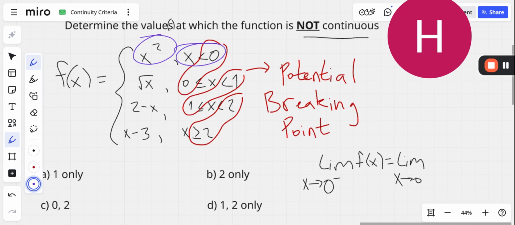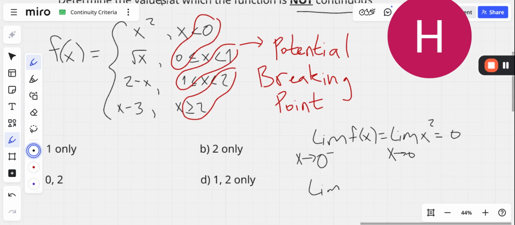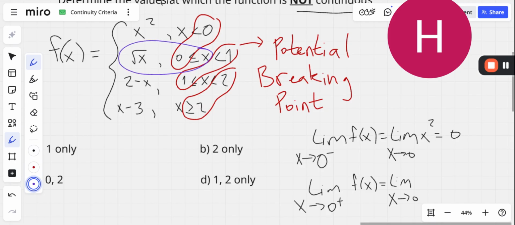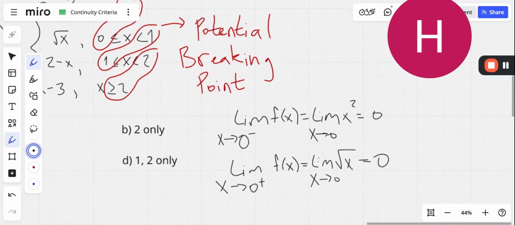Now, on the other hand, the limit as x goes to 0 from the right is essentially just the limit as x goes to 0 of the piece on the right side of 0, so just barely greater than 0. See that it says 0 less than x, which means x is greater than 0. We're just going to use the square root of x, and if we plug in 0, we get 0. So this limit does exist. We're good to go.